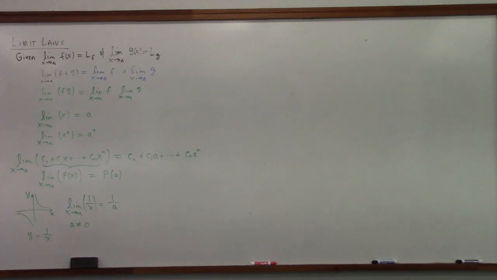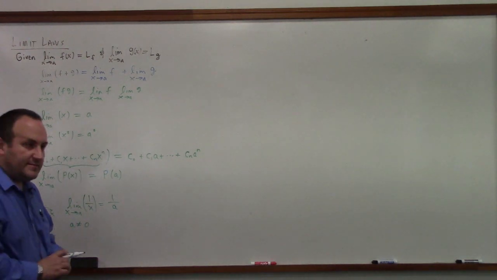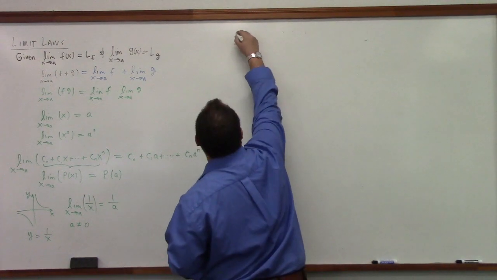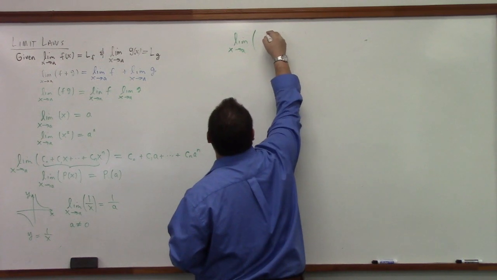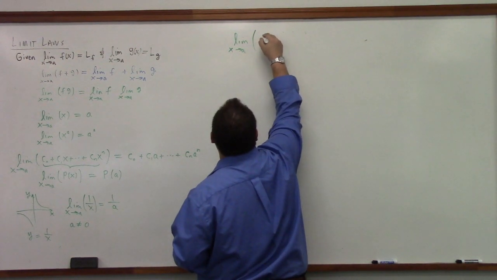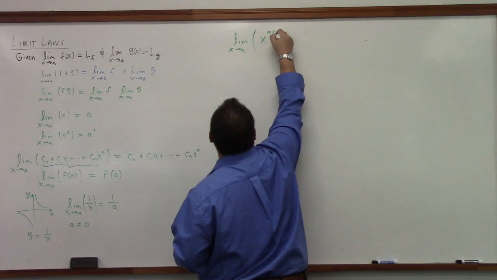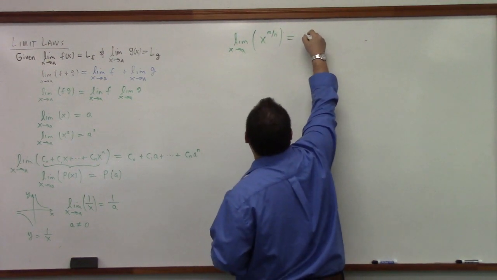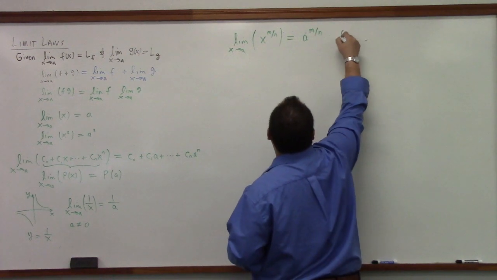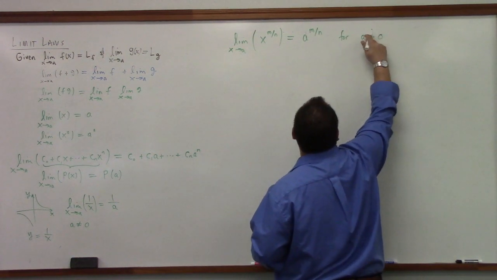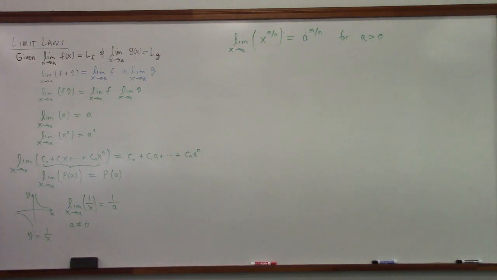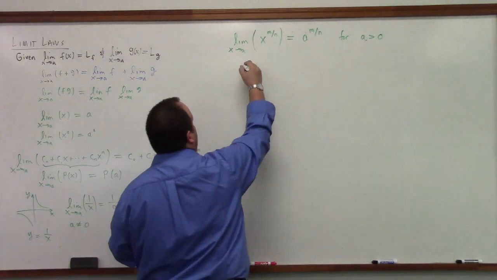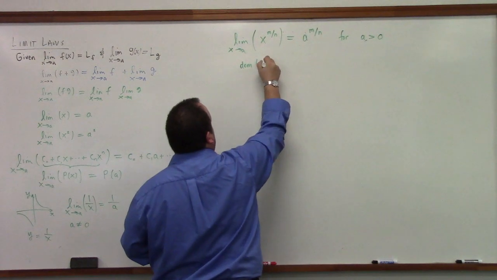What about fractional powers? What if you had x to the m over n? Well, x to the m over n power also works out to a to the m over n. This is assuming a is greater than 0. Now, I should remind you, because it may be a while since you've thought about this, but what's the domain of the square root of x?